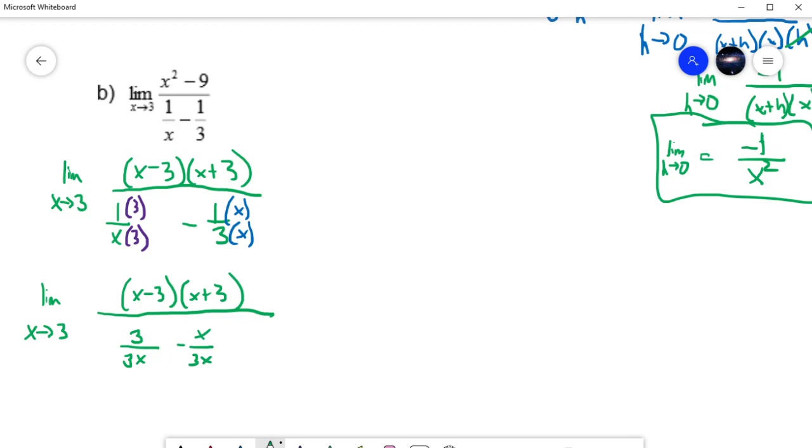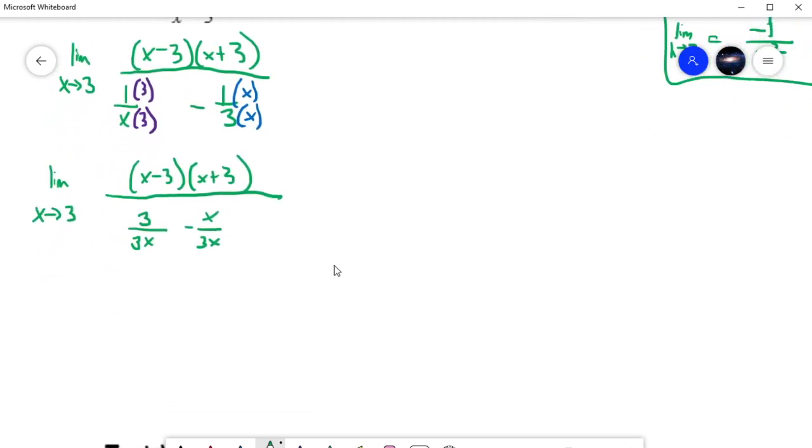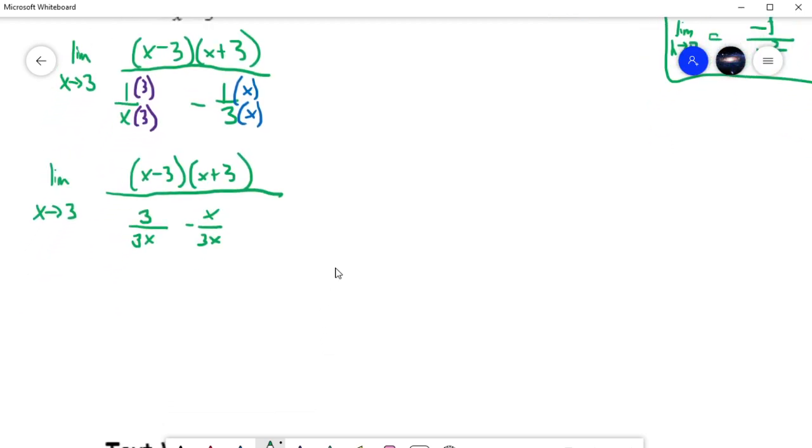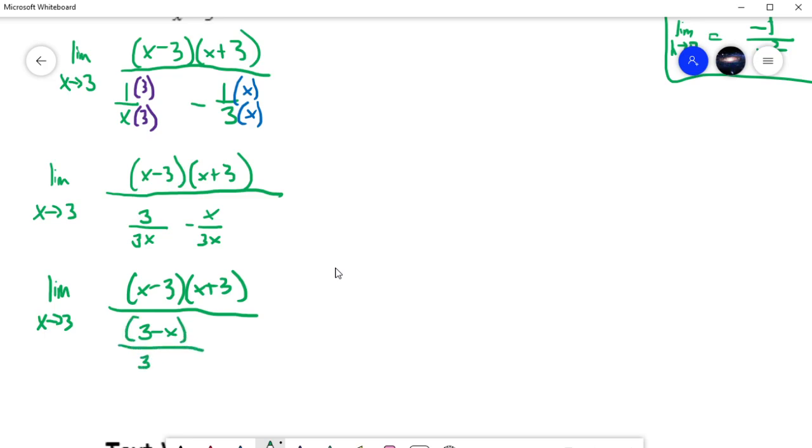Now again, those are the same denominator, so they can be joined together, right? That's the whole point of making a common denominator. They can be joined together. So limit x approaches 3, x minus 3, x plus 3 on the top. On the bottom, 3 take away x over 3x.